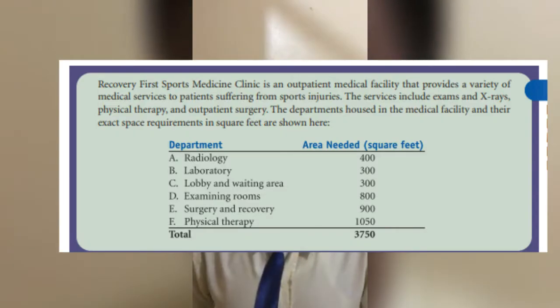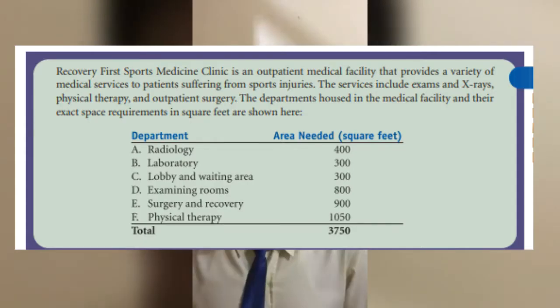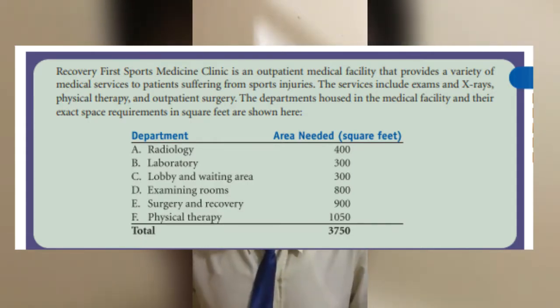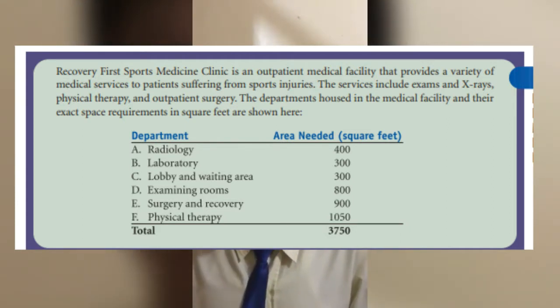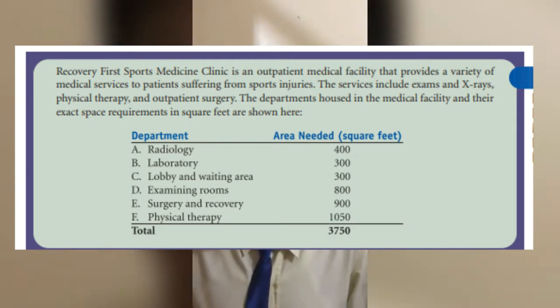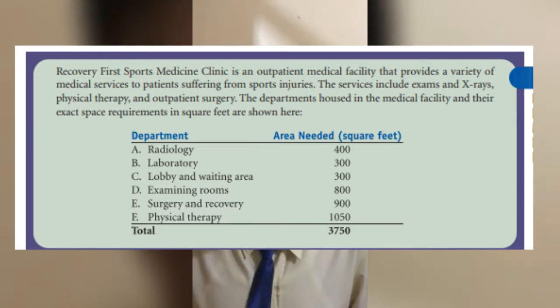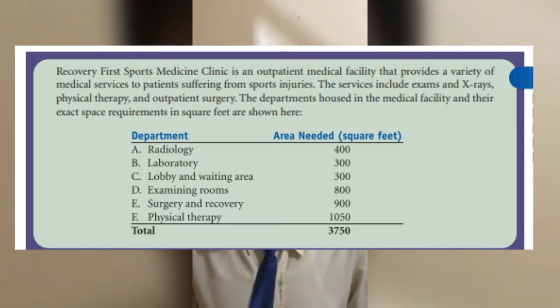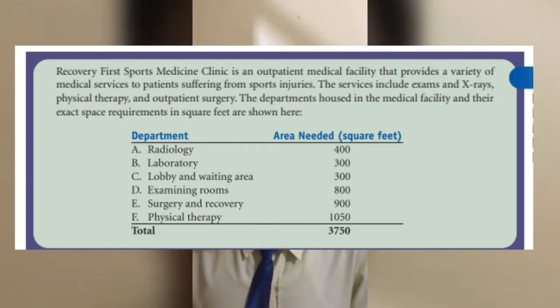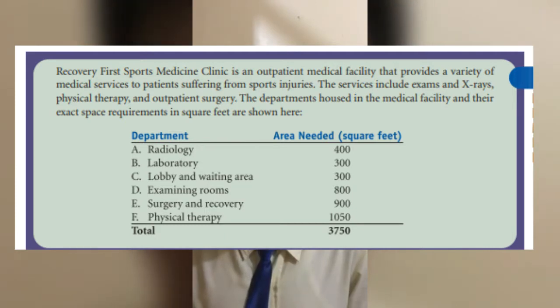And here are the examples. Analyzing the illustration, Recovery First Sports Medicine Clinic is an outpatient medical facility that provides a variety of medical services to patients suffering from sports injuries. The services include exams and x-rays, physical therapy, and outpatient surgery. The departments housed in the medical facility and their exact space requirements in square feet are shown here.